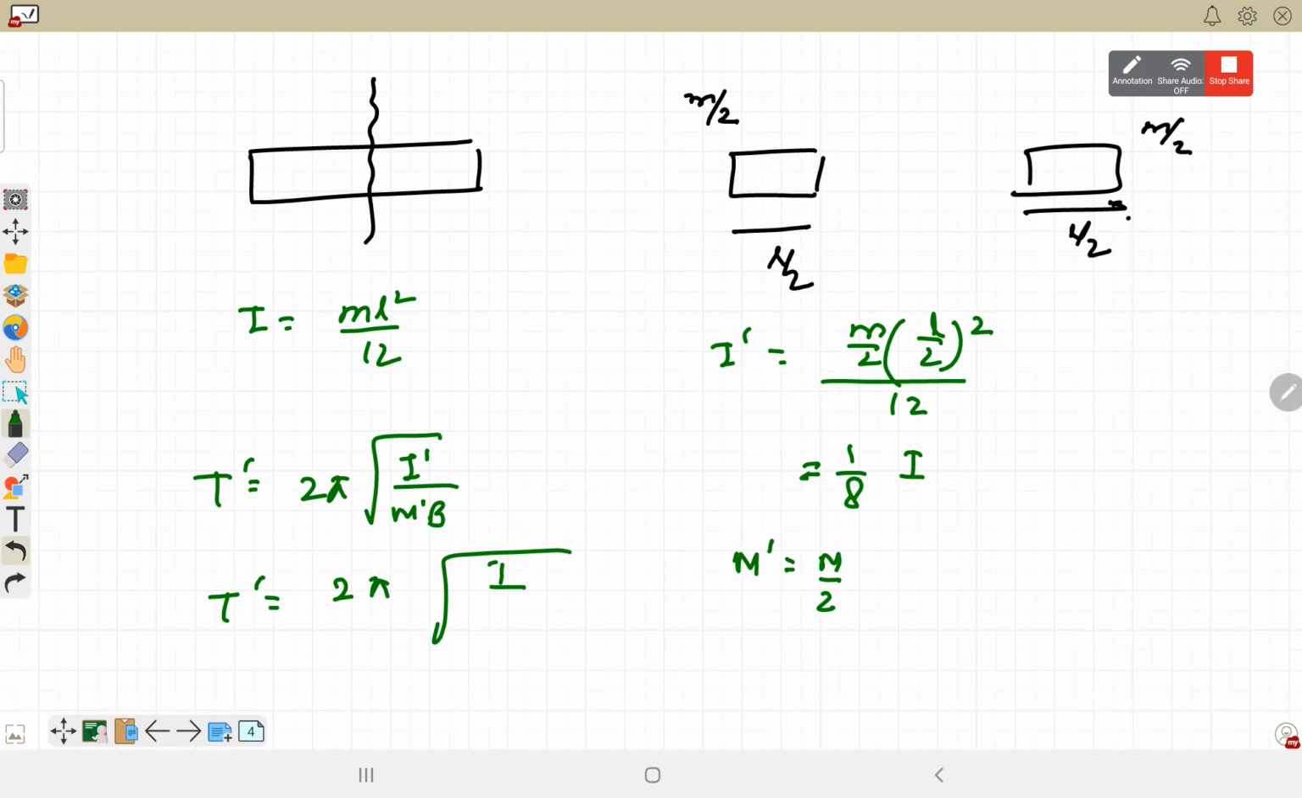I dash is I by 8, m dash is m by 2, so 1 by 4. If you take the root of 1 by 4, half will come. T dash is equal to T by 2. When the magnet is cut perpendicular to its length, the time period of oscillation will become half.